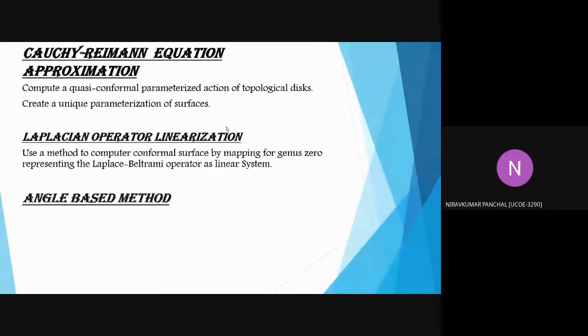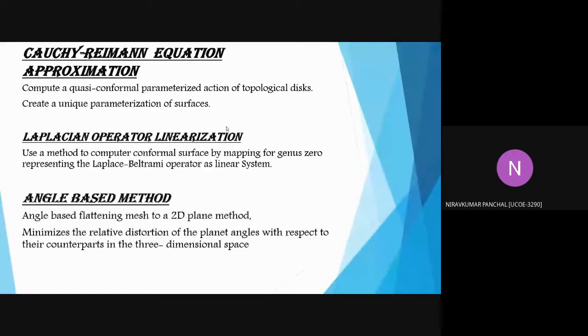Next, angle based method. The angle based flattening method, mesh to the 2D plane, minimizes the relative distortion of planar angles with respect to their counterparts in the three-dimensional shapes.